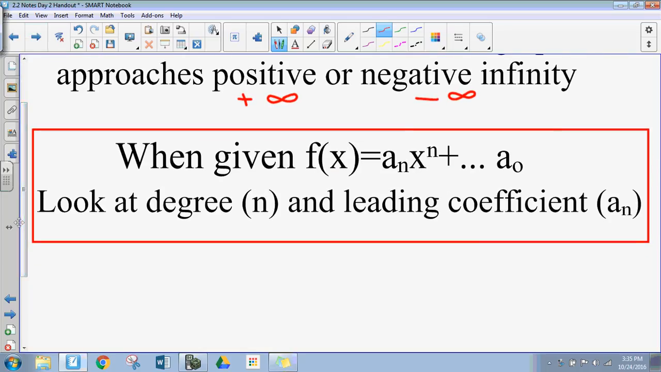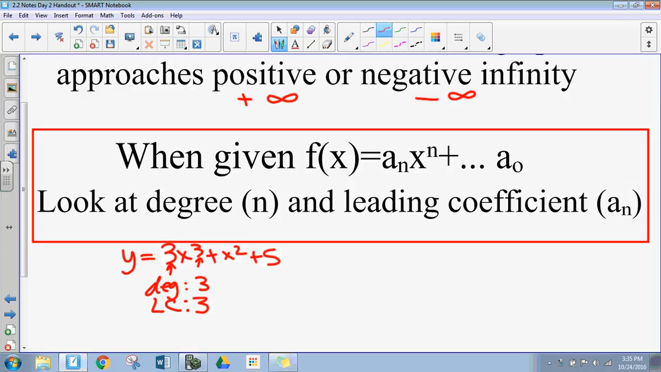What determines the end behavior is the degree and the leading coefficient. So say you have y equals 3x to the third plus x squared plus 5. The degree of that is the highest exponent, so in this example the degree would be 3. And then the leading coefficient is the number in front of the x that has the highest exponent. So in this case, it's 3.